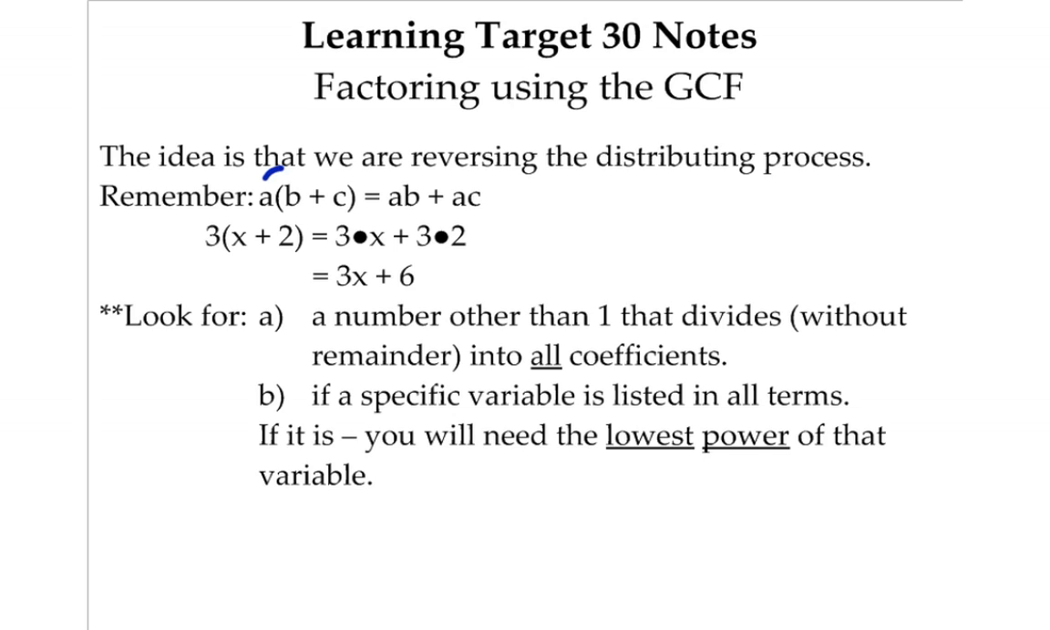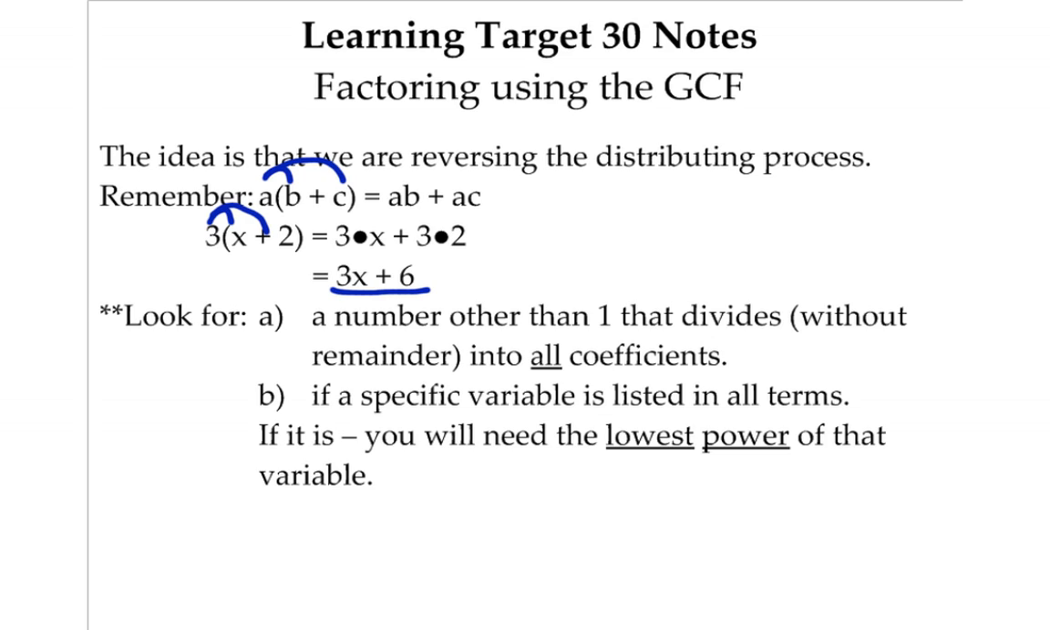B plus C. We take A times B to get AB. We take A times C to get AC. For example, if I have 3 times the quantity x plus 2, we took 3 times x, which is the 3x, and 3 times the 2, which is 6. Normally, we don't write out 3 times x times 3 times 2. We just go to 3x plus 6.